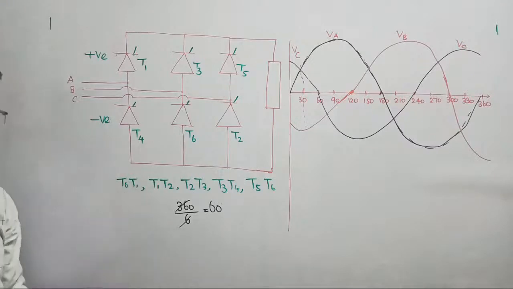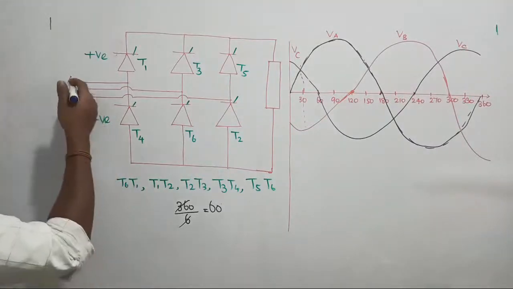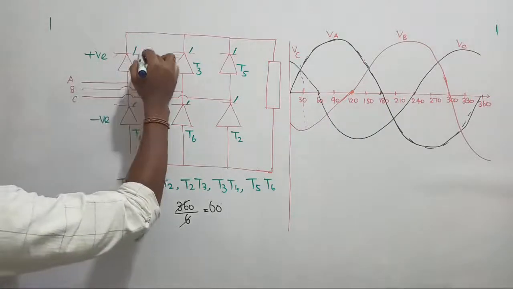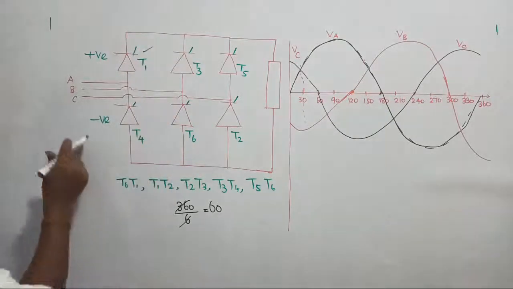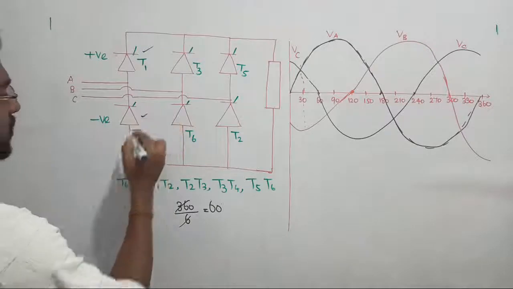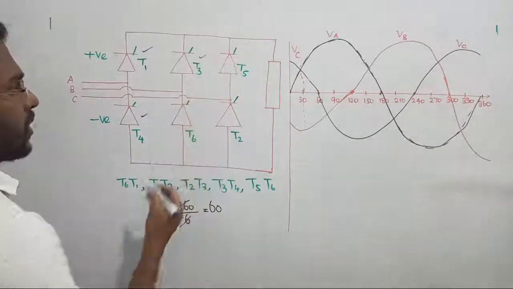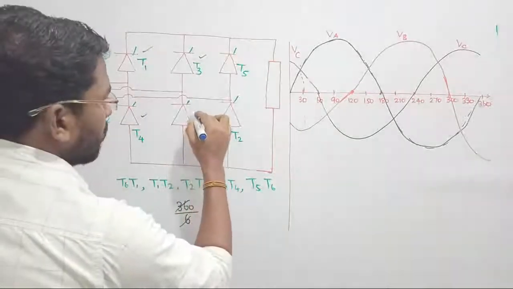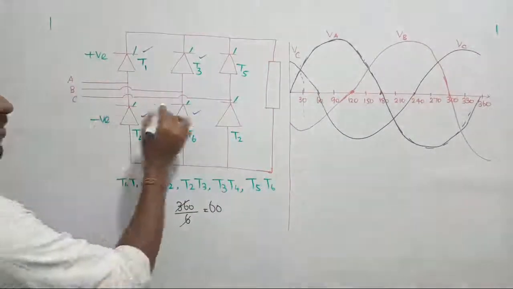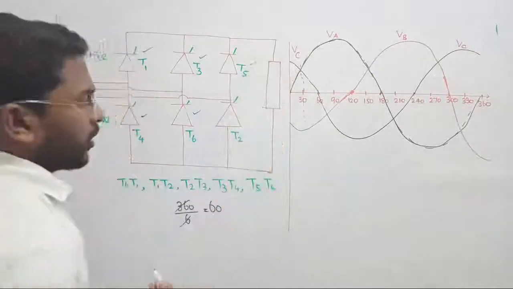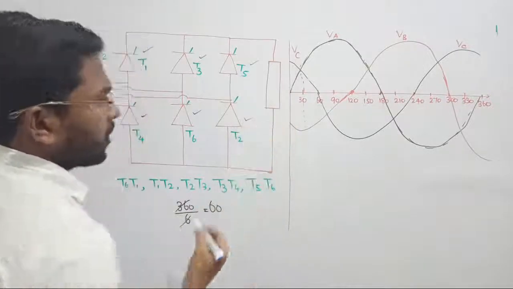Which negative voltage are we going to consider? See, in leg number 1, we are considering phase A. So phase A positive voltage will turn on thyristor T1. Phase A negative voltage will turn on thyristor T4. Similarly, phase B positive voltage will turn on thyristor T3, negative voltage will turn on thyristor T6. Phase C positive voltage will turn on T5, negative voltage will turn on thyristor T2.